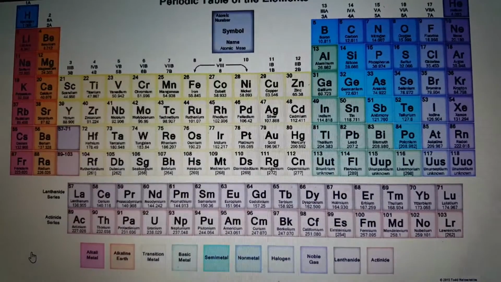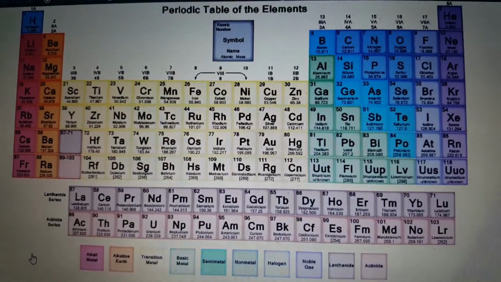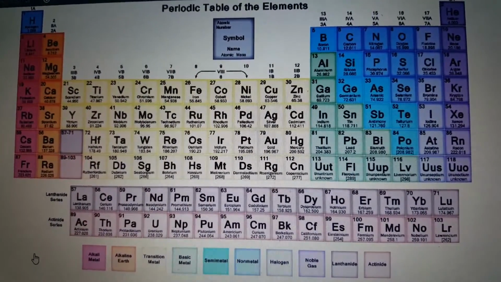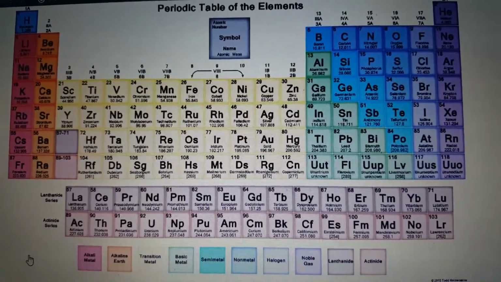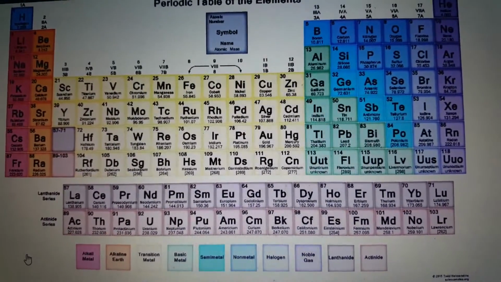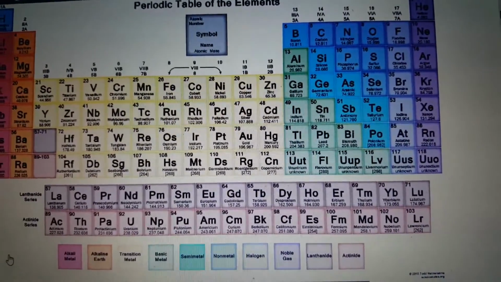Hello there, my name is Sanborn, and I'm here to teach you guys about the naming of chemical compounds, which is called chemical nomenclature. To begin, you're going to want to have some sort of periodic table, like I have here, to help you go through the process of naming the chemical compounds.